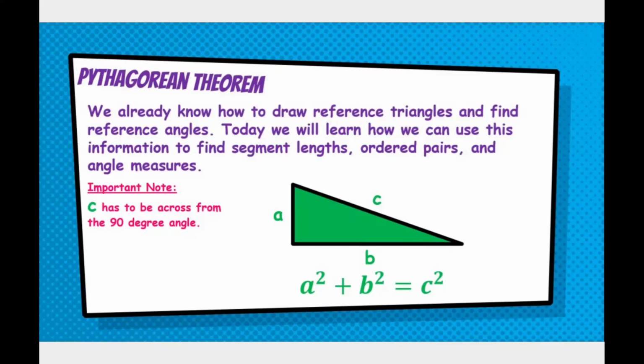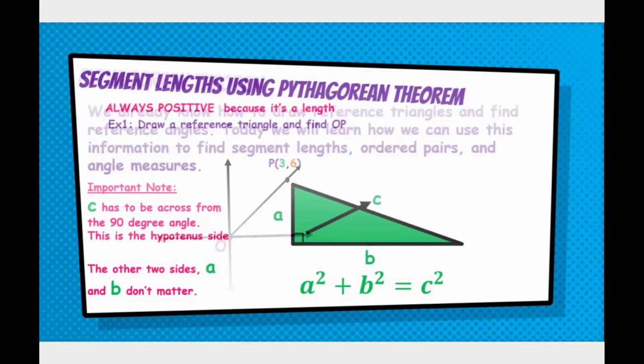The main catch here is that whatever c squared is, whether that's z squared or m squared or whatever you write there, that has to be the hypotenuse. So this is the hypotenuse side. The other two sides don't matter what order you write them in or whatnot.